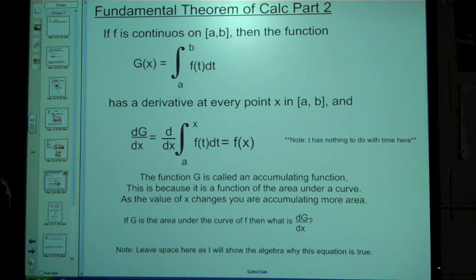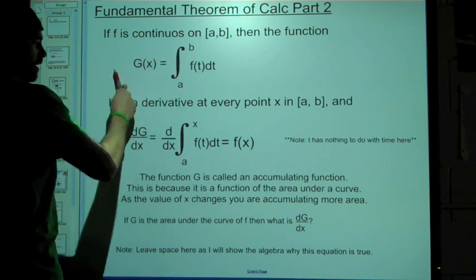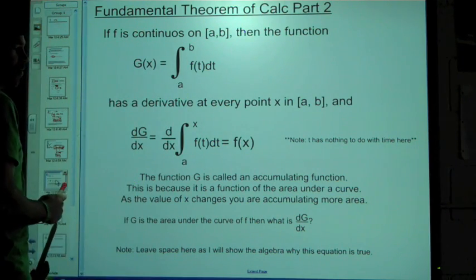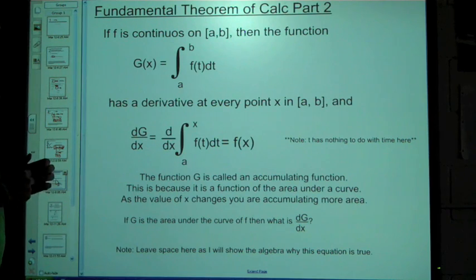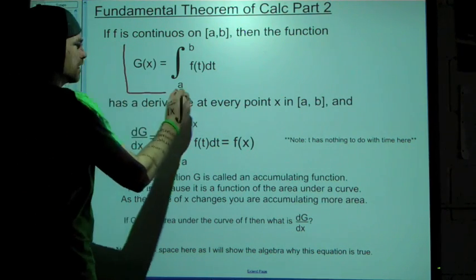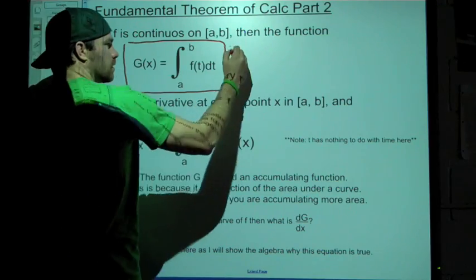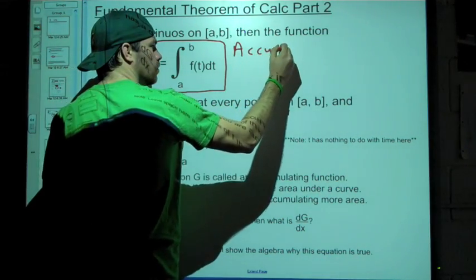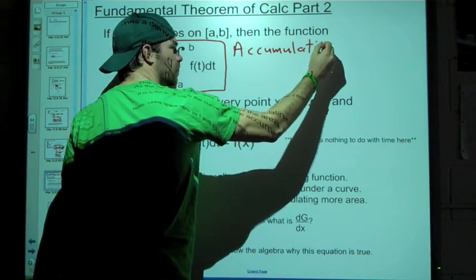All right. Fundamental theorem of calculus part 2. If f is continuous, then this has a derivative at every point. That's the derivative. Okay, breaking it down real simple. First of all, whenever you see something that looks like this, it's an accumulation function.